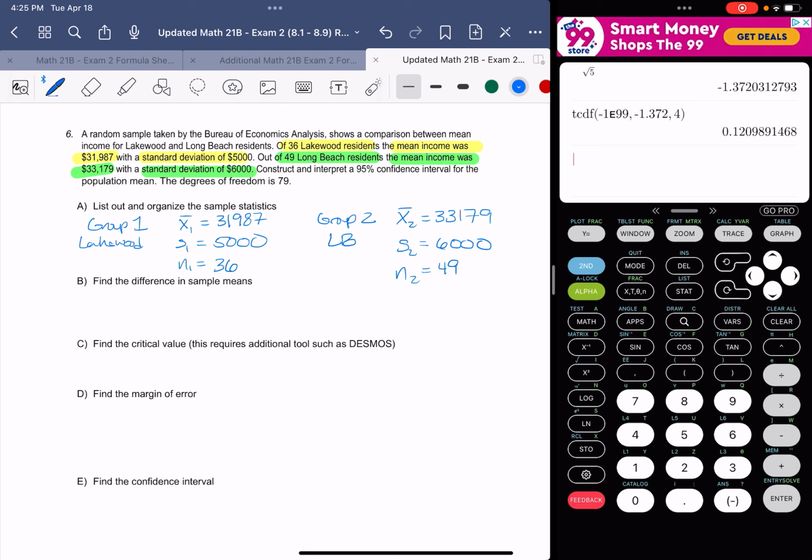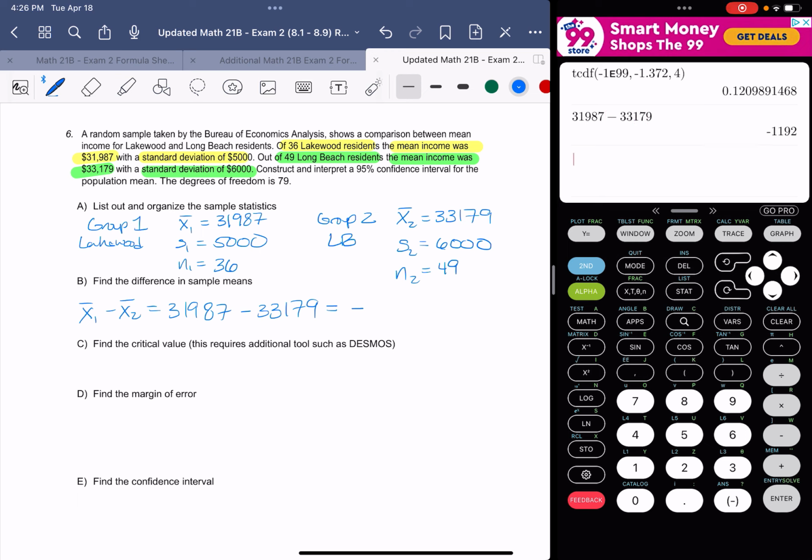Okay. Find the difference in sample means. So remind me, what does difference mean? Subtraction. To subtract, and we're subtracting the sample means. What are the means? These guys, right? The difference in the sample means. So we're just subtracting these two values that we found. So x1 bar minus x2 bar, that'll be 31,987 minus 33,179. I got negative 1192.